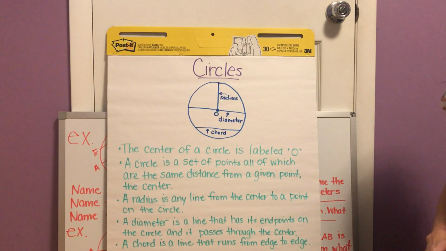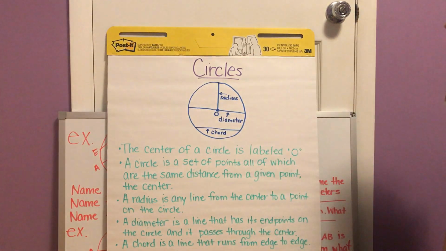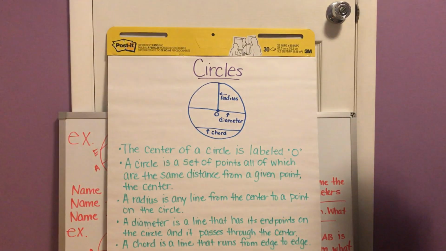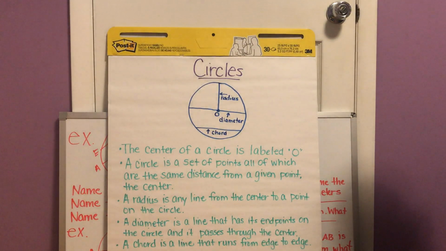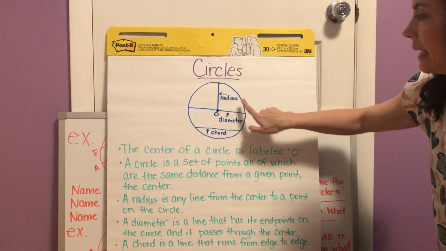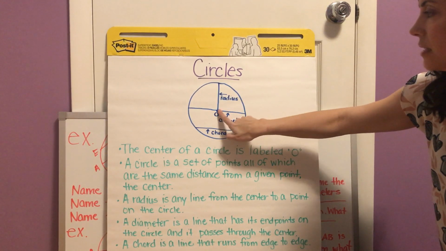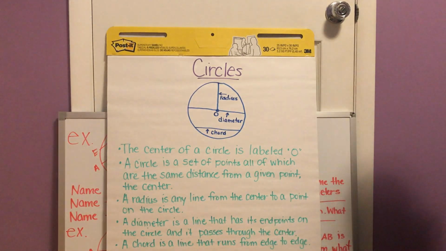Today we're going to learn about circles. This is a really easy skill and you're going to do fantastic at it. Let's look at the definitions for circle. The center of a circle is labeled as O, so that's right here. This is the center. A circle is a set of points, all of which are the same distance from a given point, the center. So this is the circle, and anywhere from the outside of the circle to the middle is going to be the same exact distance.